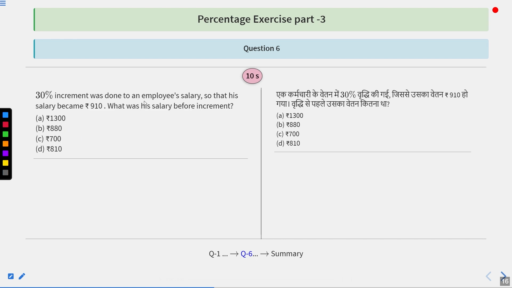A 30% increment was done to an employee's salary so that his salary becomes rupees 910. What was his monthly salary before increment? 1300 rupees, 880 rupees, 700 rupees, or 810 rupees.